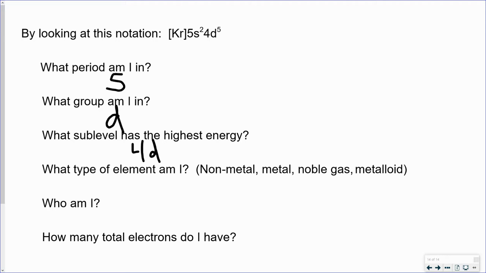What type of element am I? Well, I'm in the D. That would be a transitional metal. Who am I? So if you go into the 5th energy level and you count over 5 into the D, you are TC, which is titanium. And how many total electrons do I have? Well, total electrons equals atomic number, which is equal to 43.